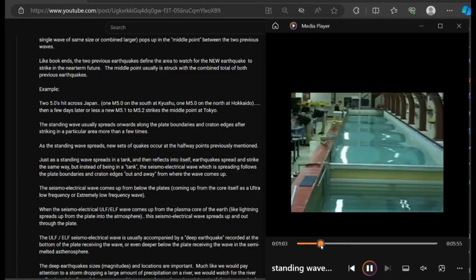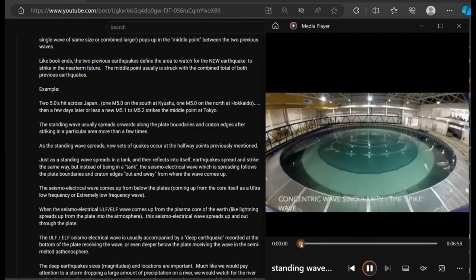The ULF/ELF seismo-electrical wave is usually accompanied by a deep earthquake recorded at the bottom of the plate receiving the wave, or even deeper below the plate receiving the wave in the semi-melted asthenosphere. The deep earthquake sizes, magnitudes, and locations are important.